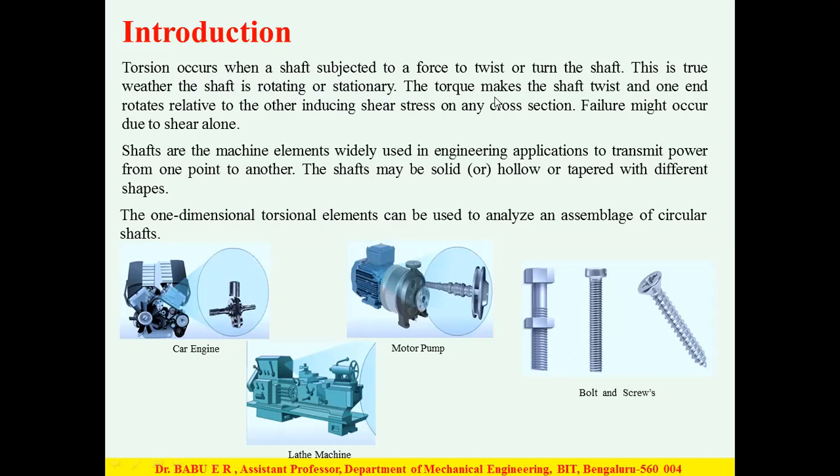The torque makes the shaft twist, and one end rotates relative to the other, inducing shear stresses on any cross section. So the failure of the shaft will occur because of the shear stresses alone.